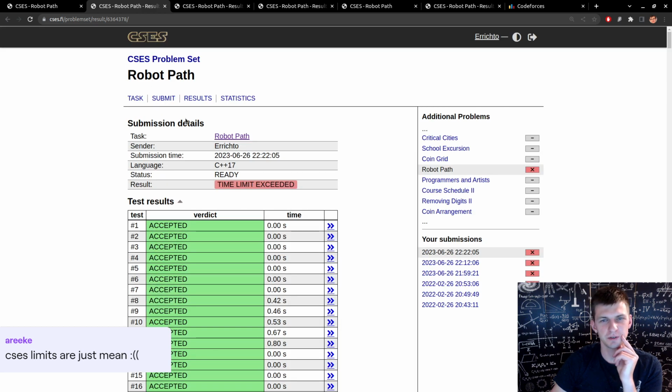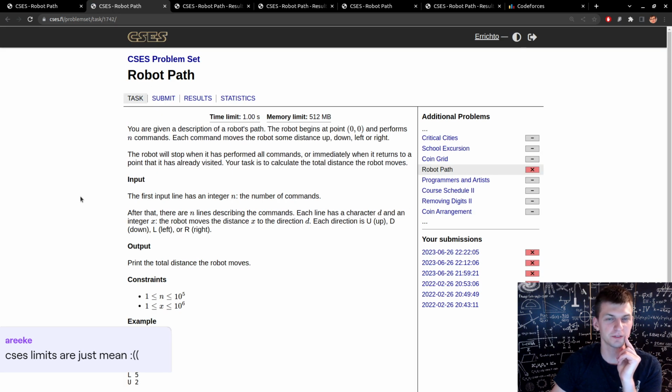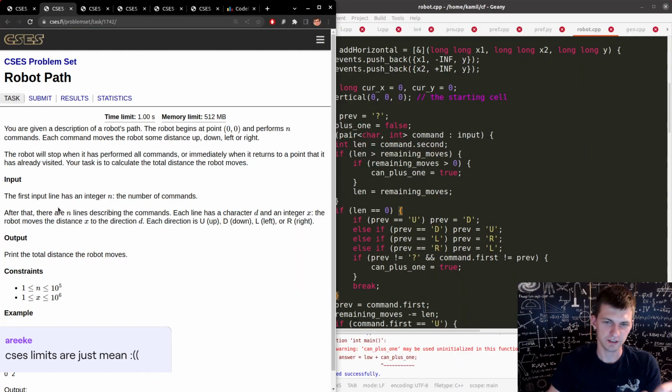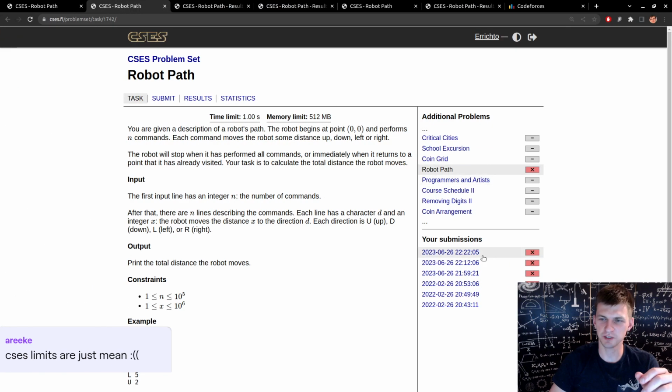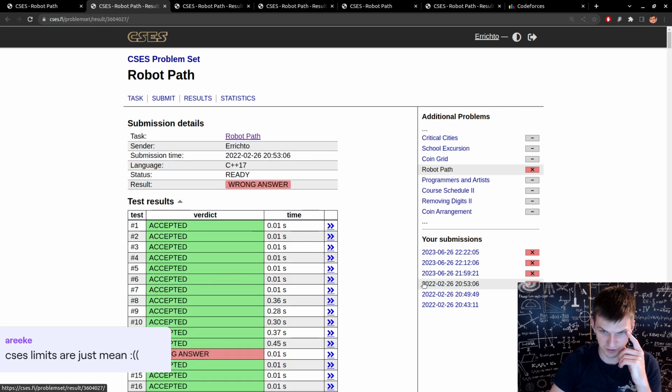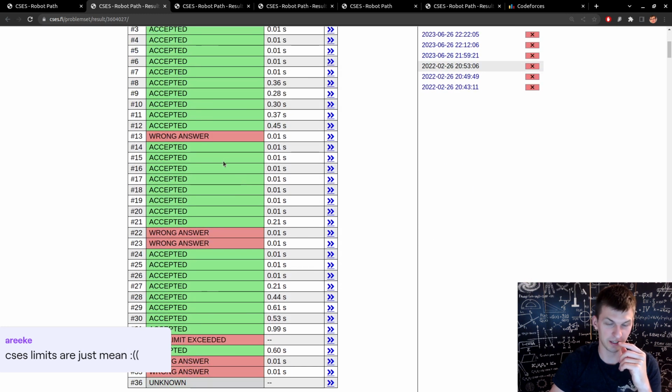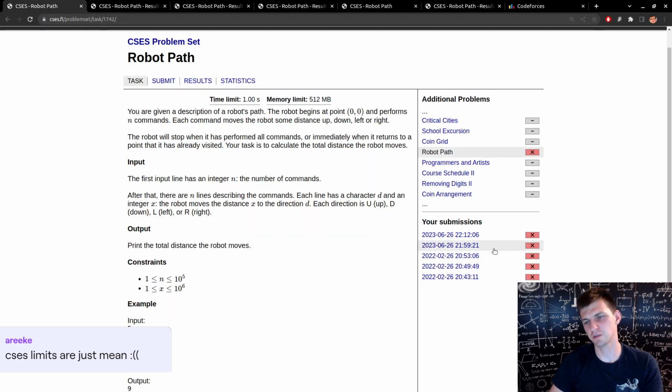So update for everybody. I'm solving the robot path task from CSES. It's not an easy one. I see in my history of submissions that I tried this problem more than a year ago and I got some wrong answers. I don't know why I gave up back then. I really do not remember. Now I started from scratch.